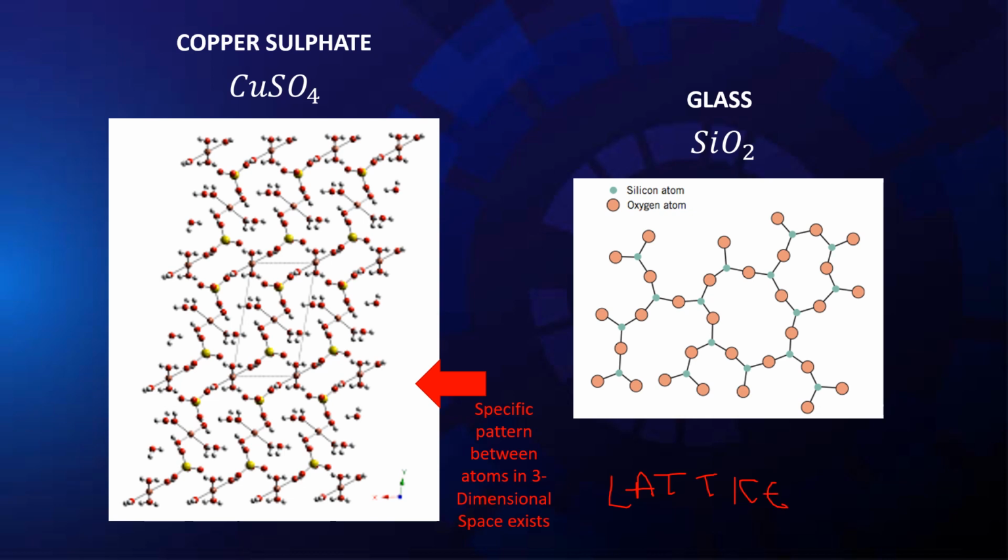Lattice is nothing but the arrangement of atoms in three dimensions. There are 14 lattices. We'll talk about this later on in another video. So copper sulfate is a crystalline compound because it has this specific pattern. This is how we can know the difference between crystalline and amorphous compounds.